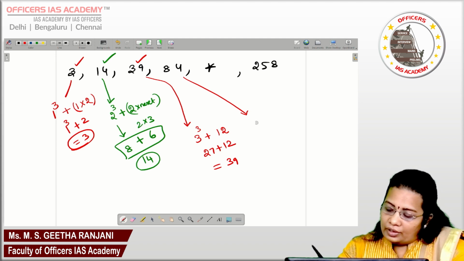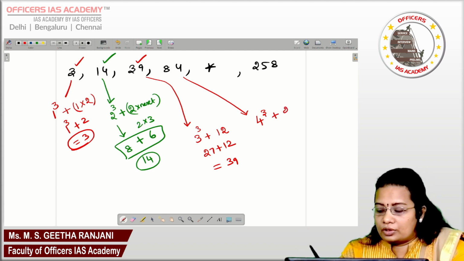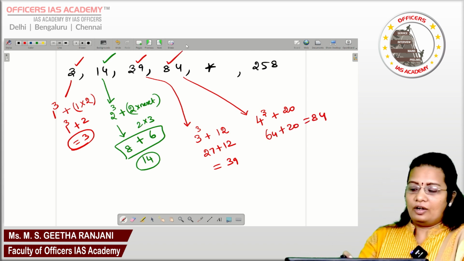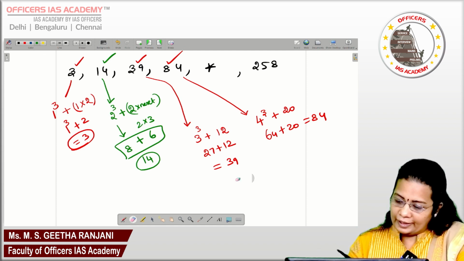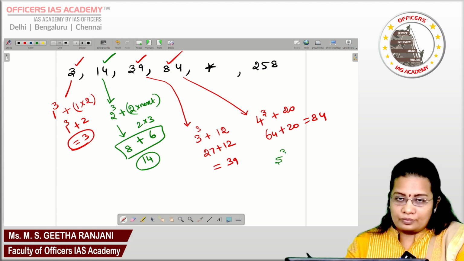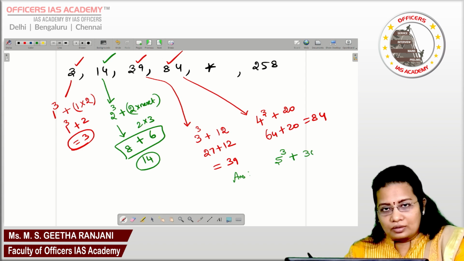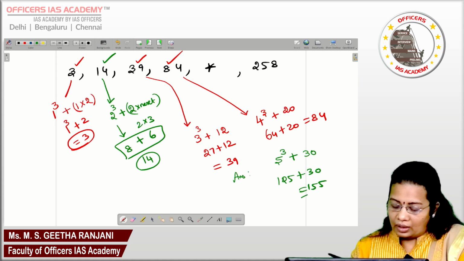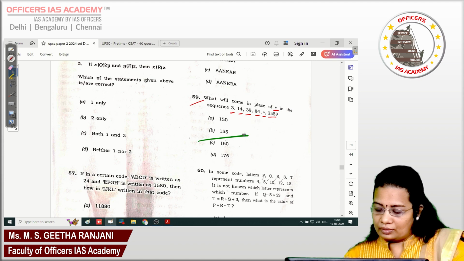So 84, how did it come? 4 cube plus 4 into the next number. 4 into 5 is 20. 4 cube is 64. 64 plus 20 is 84. That's given here. The next one, we want to find the star, that is the asterisk. We already got 84. So the next one is 5 cube plus 5 into the next number, which is 30. What is it? 5 cube is 125, plus 30 is 155. So the answer is given in option B. For 59, the answer is B. The next question.